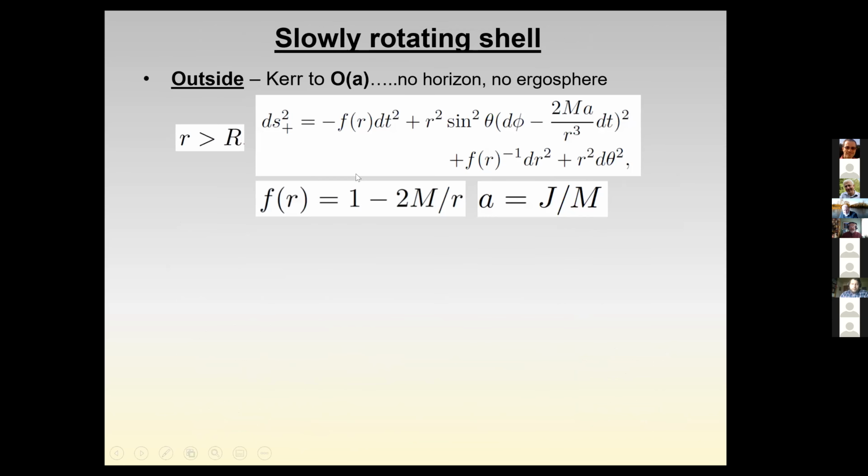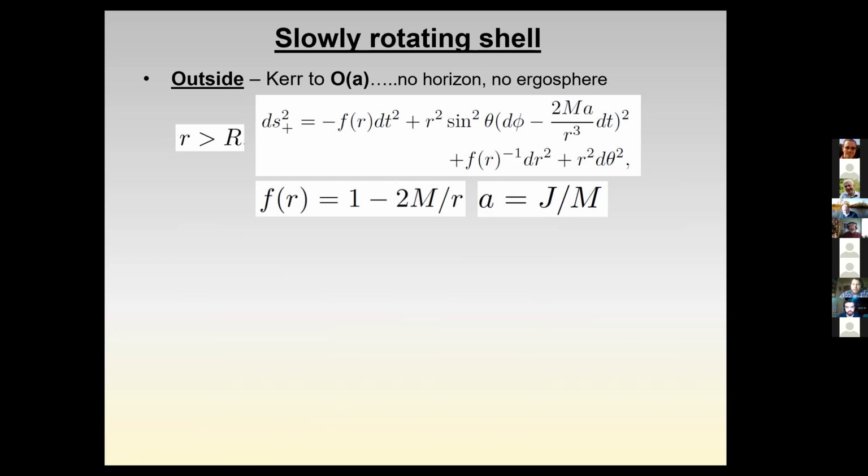Let me first give you the mathematical setup of the slowly rotating shell. We will take a shell of radius capital R and mass m, and outside of the shell we will consider Kerr spacetime to linear order in a. At this linear order in a, there is no horizon, as we will take the shell much bigger than the Schwarzschild radius, and there is also no ergosphere. So this is the metric, just Kerr to linear order in a. You see that there are also a squared terms, which I will neglect later on.